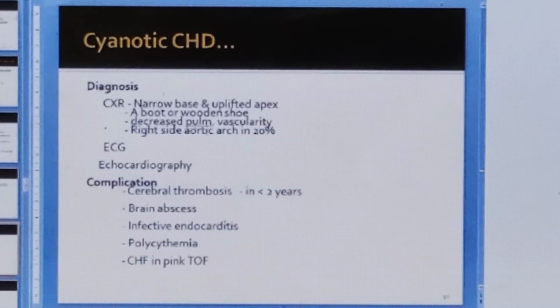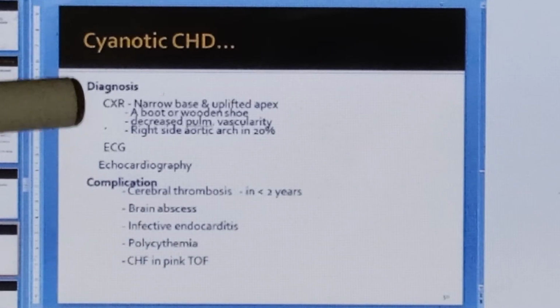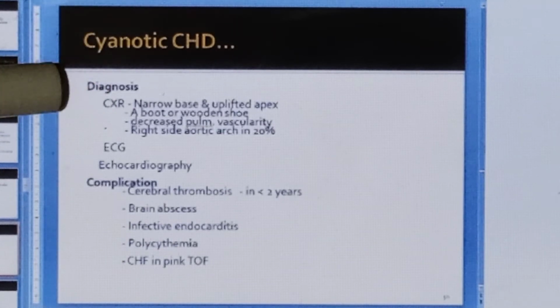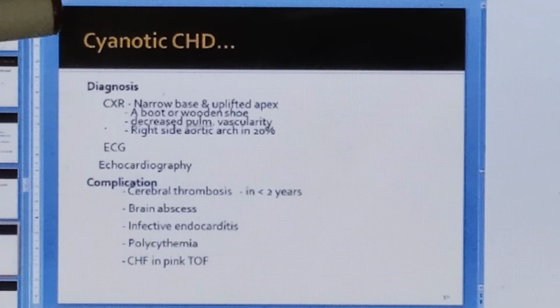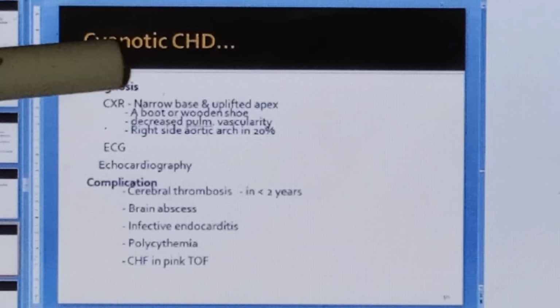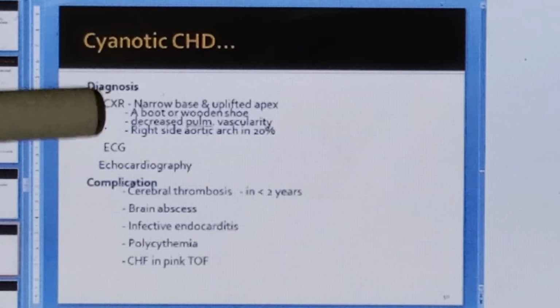Now come to the diagnosis. Chest x-ray is very important. It shows the narrow base and uplifted apex of the heart. This narrow base is due to less vascularity to the pulmonary tissues, or oligo pulmonary circulation. So it causes narrow base. And there is a boot shaped heart.